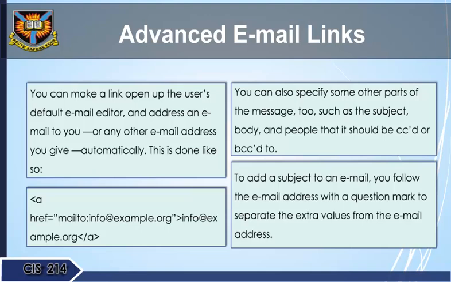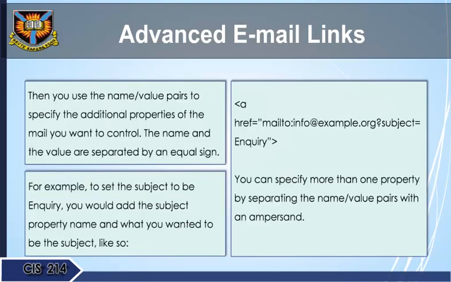that it should be CC'd or BCC'd. To add a subject to an email, you follow the email address with a question mark to separate the extra values from the email address. Then you use the name value pairs to specify the additional properties of the mail you want to control. The name and the value are separated by an equal sign. For example, to set the subject to be inquiry, you would add the subject property, name, and what you wanted to be the subject, like so.